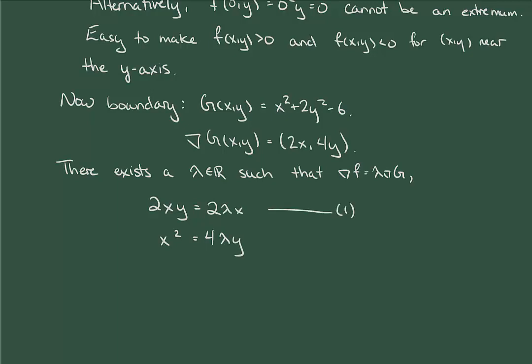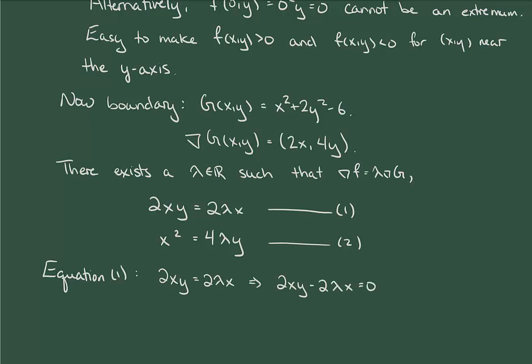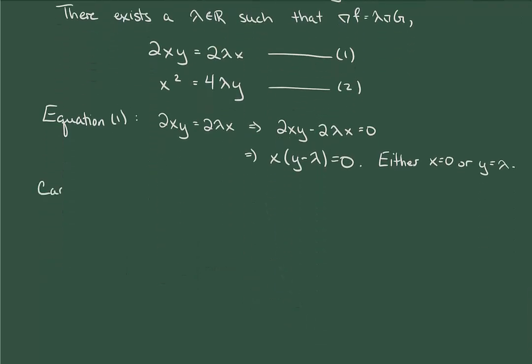For convenience, let's just number these equations. And I want to focus on equation 1 to begin with. So I'm going to push everything onto one side, set this equal to 0. The 2's are definitely going to cancel out, and I'm going to factor an x out of everything. Once again, here we have this situation where the product of two things is 0, so one of the two things has to be 0. So either x is 0 or y is equal to lambda. So we've got a couple of cases here.